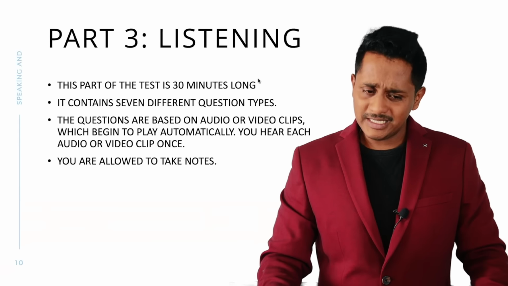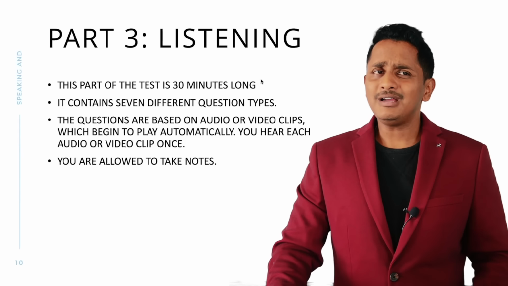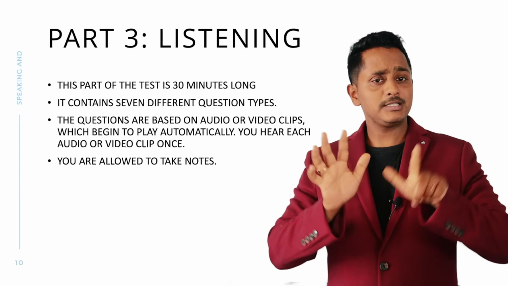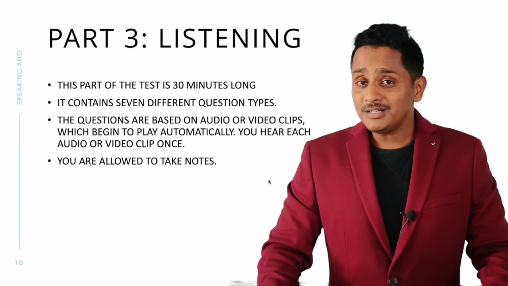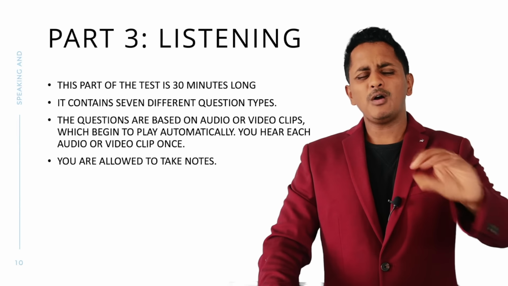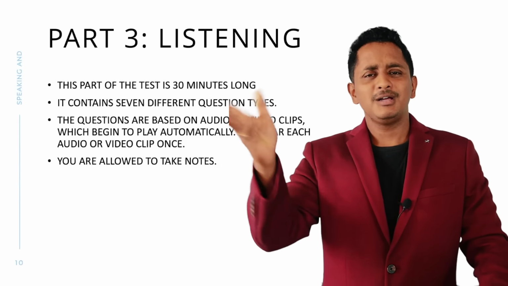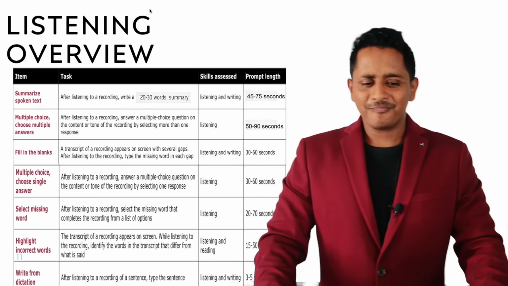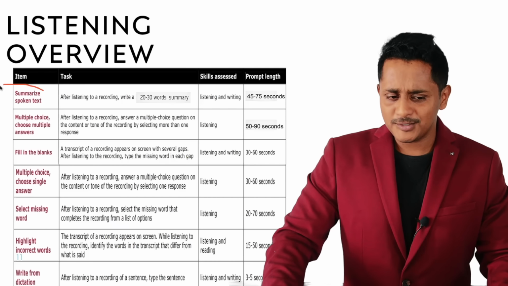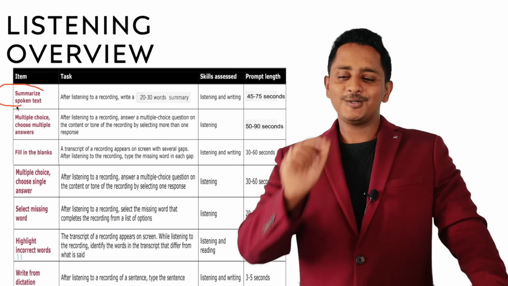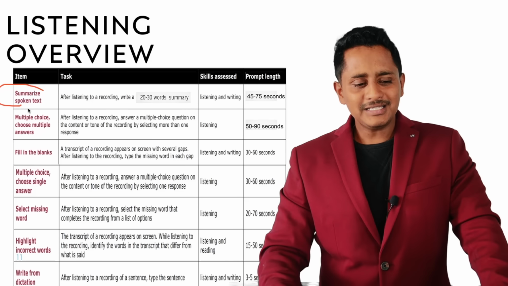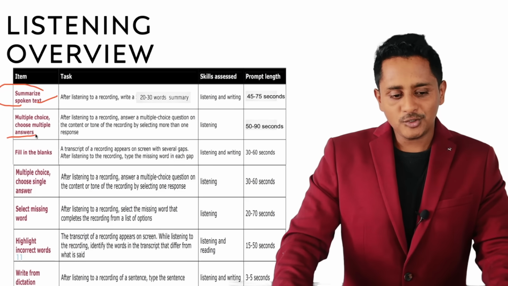And then comes listening. Listening is also 30 minutes long. It contains 7 sections. Speaking and writing 7 sections, reading 5 sections, listening 7 sections. So here you are made to listen. They play an audio throughout the module, and some magical things will happen here. We'll just quickly go through them, and then I'll explain one by one. First comes summarize the spoken text. They play an audio. You listen to the audio, write some notes, and then convert those notes into a proper summary. That is summarize spoken text. And then comes multiple choice, multiple answers.